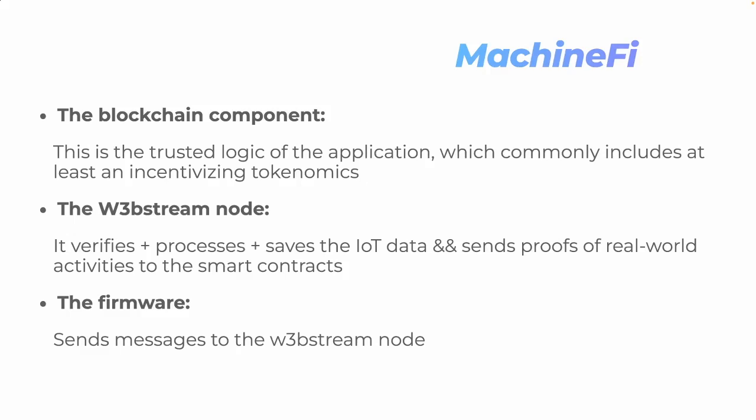So a MachineFi application is made of three main components. One, as I said, is the blockchain component. It's usually a set of smart contracts that run some trusted token economy on the blockchain, so on a decentralized network. Then there is a layer, a WebStream node that implements an off blockchain layer.